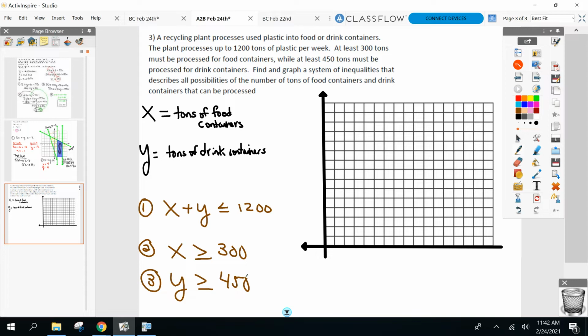All right, X plus Y less than or equal to 1,200. Find your intercepts. You know it's going to be diagonal. You know it's going to be diagonal. What's your X intercept? What's your Y intercept? This should be a quick one if you plug in 0 for the opposite variable.